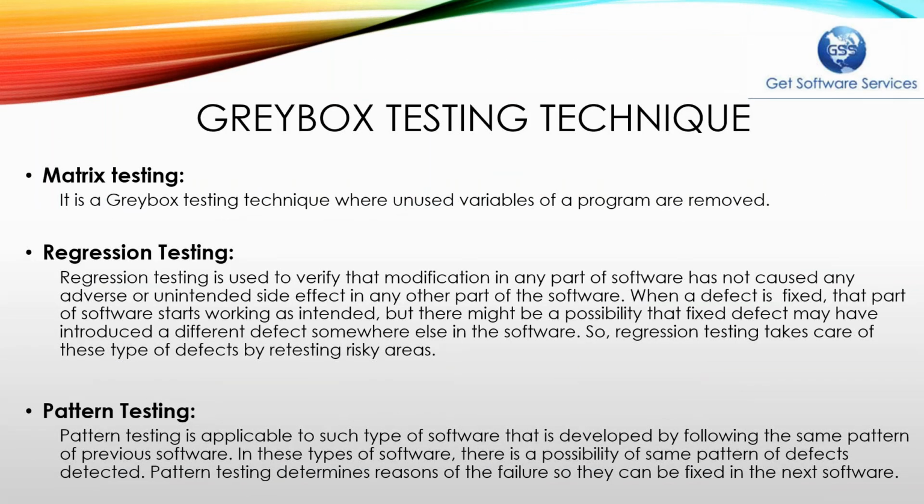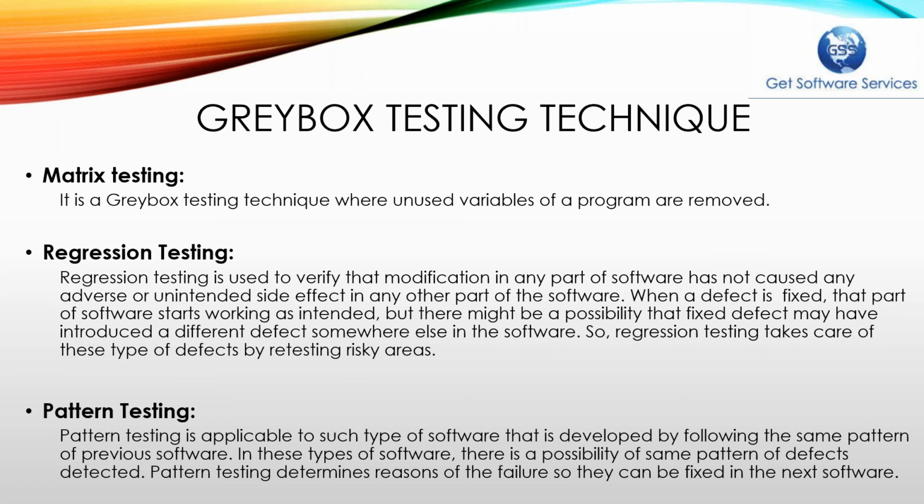Now there are three different testing techniques applied for gray box: matrix testing, regression testing, and pattern testing. In matrix testing, when a developer writes code, there may be some unused variables, unused data stored in variables which are not required. So when they do gray box testing, they will find these unused variables and remove them from the code. That will optimize your code. Unwanted space that is consumed can be removed. So that is matrix testing, where unused variables are identified and removed from the program.